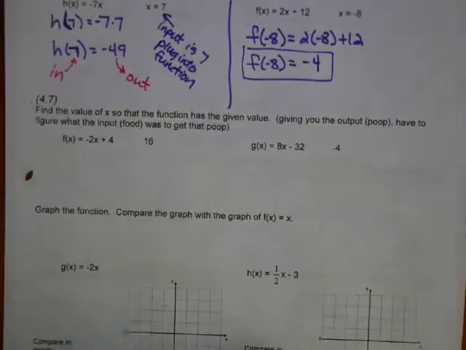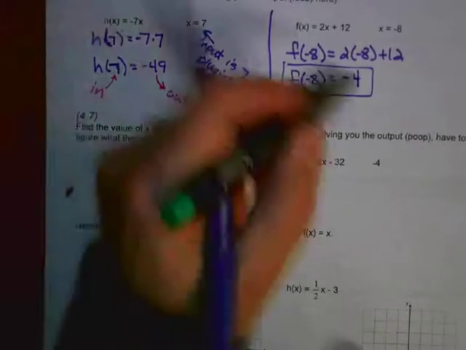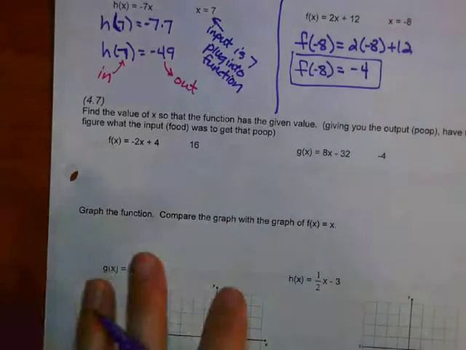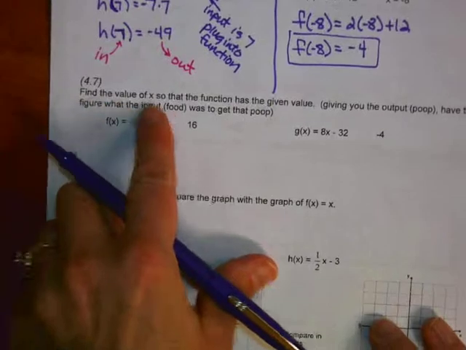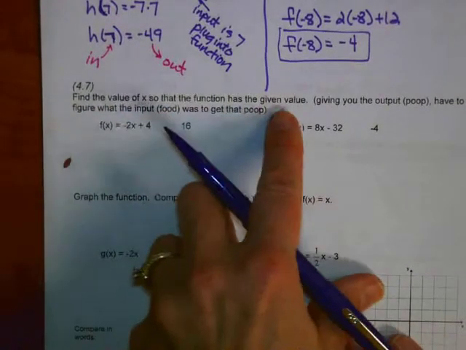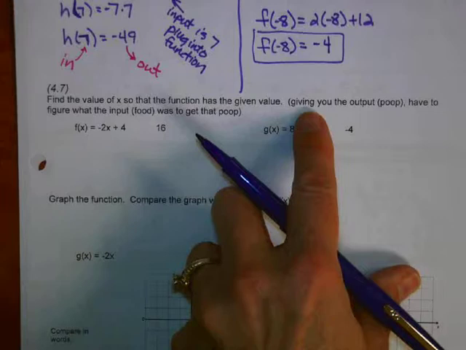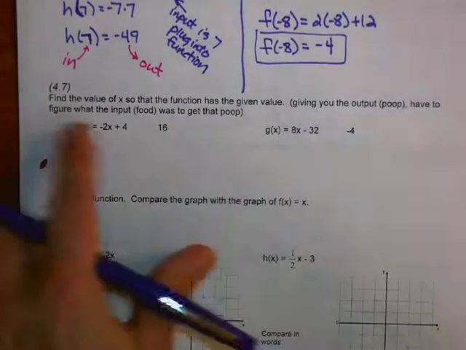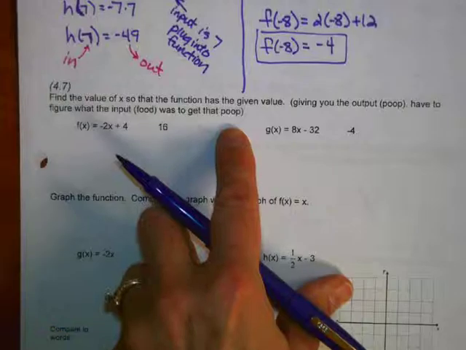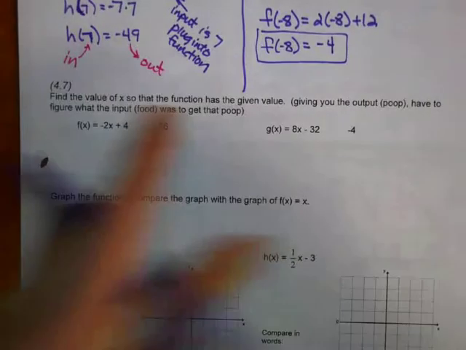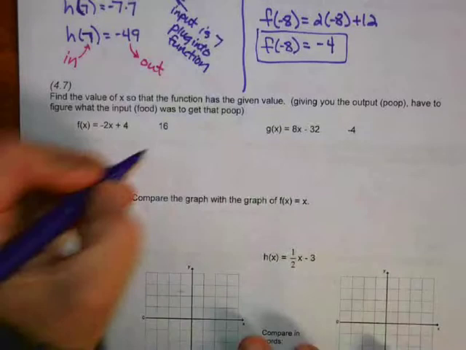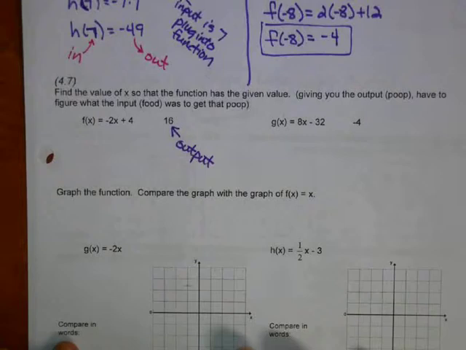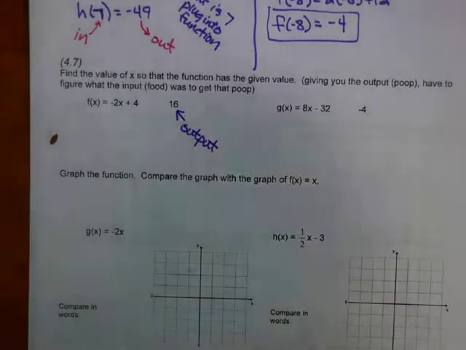All right. So you're going to be doing some of this. Now this is different. Oh, just a little bit. Find the value of x so that the function has this given value. What they're doing now is they're giving you the output, the poop. The f of x. And you have to figure out what the input was to get that poop. Basically, the 16 is the output. It's the y. It's the f of x.